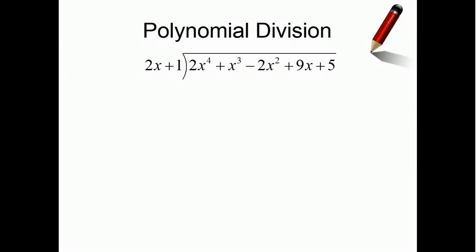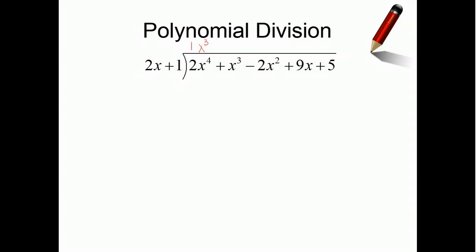So now, let's ask ourselves the question. 2x times something needs to give me 2x to the fourth. Well, 2 times 1 will give me 2, so I know I'm going to have a 1 up there. How many more x's do I need? So x times something needs to give me x to the fourth. Well, I already have 1x, so I need 3 more x's, right? To get to the x to the fourth.